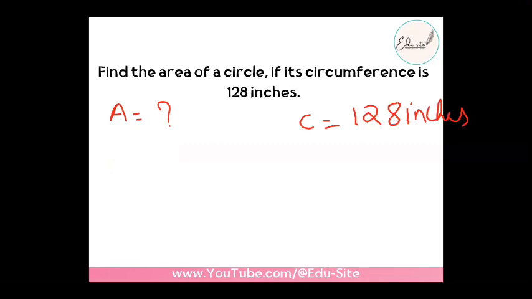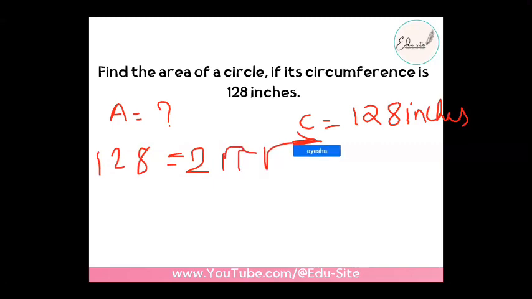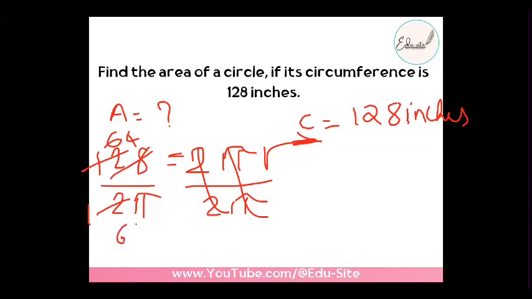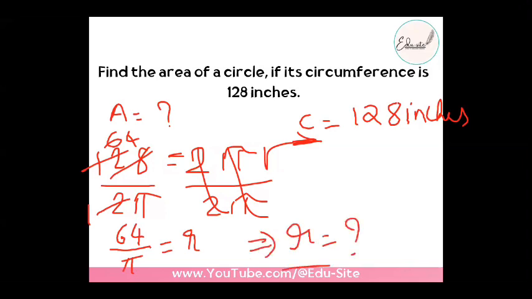So 128 equals 2 pi r. Excellent. Then we divide both sides by 2 pi. This and this would cancel out. 128 divided by 2 would give me 64 over pi. That would give me the radius. Yes, please tell me the answer to the radius.